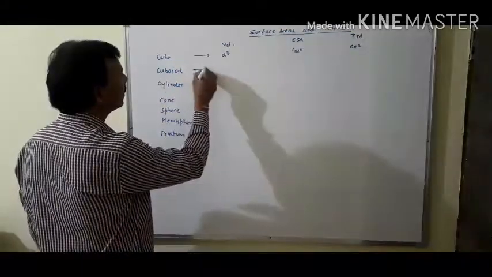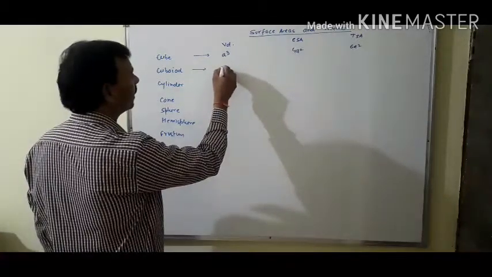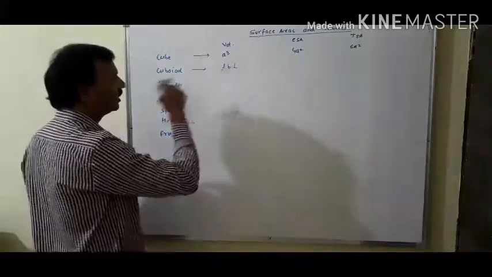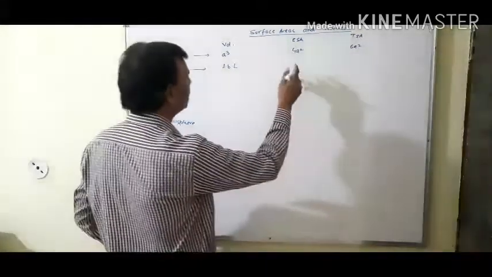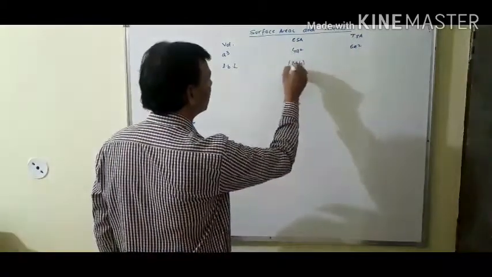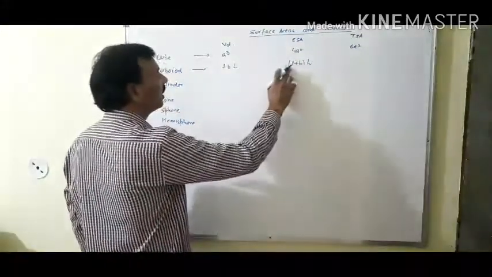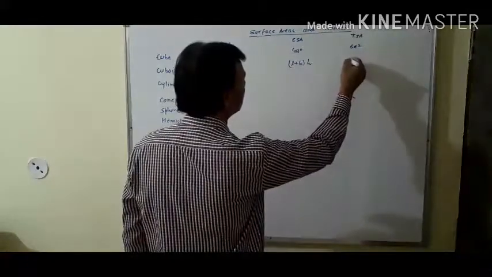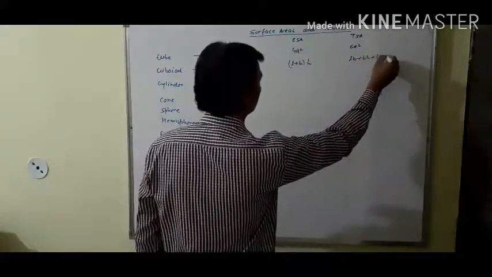Cuboid: volume of cuboid is l into b into h, where l is the length, b is the width, and h is the height, while CSA is 2 into l plus b into h, and TSA means 2 into lb plus bh plus hl.